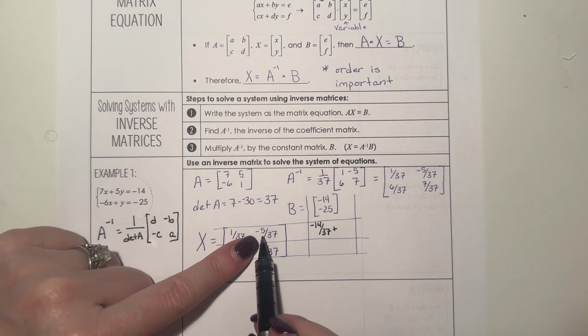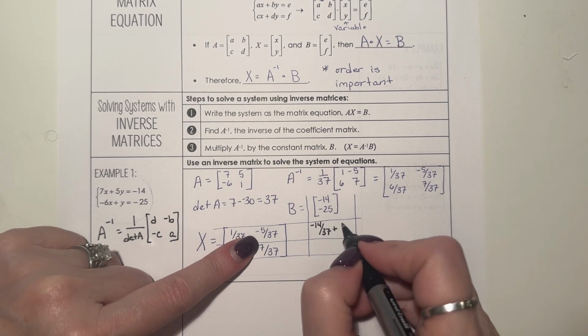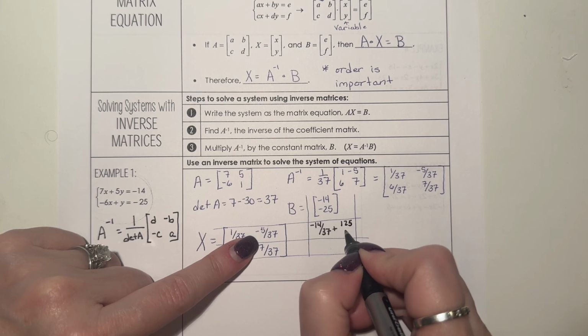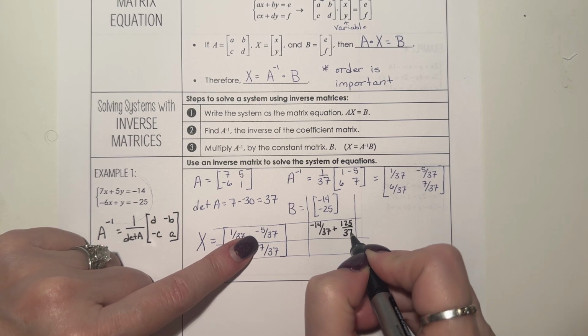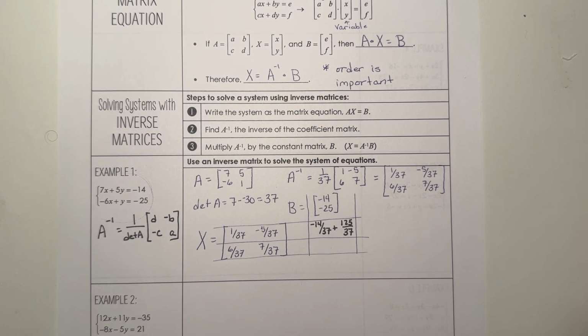You're gonna multiply negative 5 times negative 25 over 37. So that's 125 over 37. This is the worst part right here. If you can make it through this, you're gonna be fine, okay? This is our bad spot. You can do this. Then you've got 6 times negative 14.